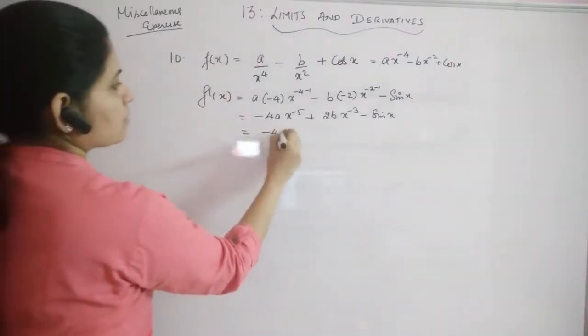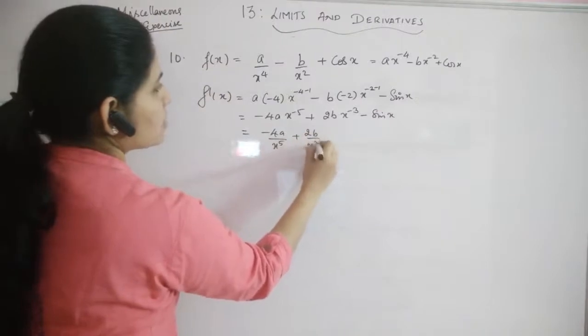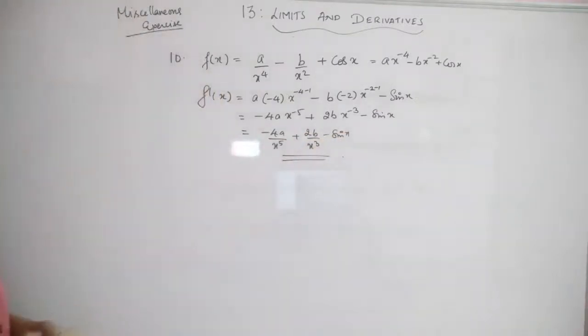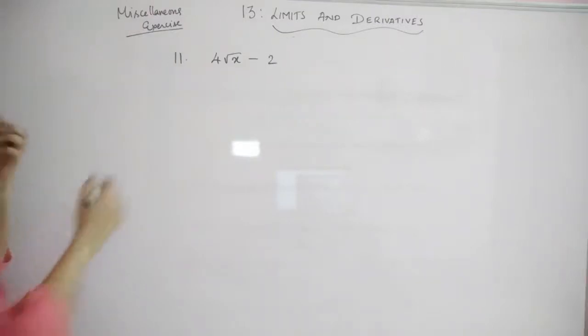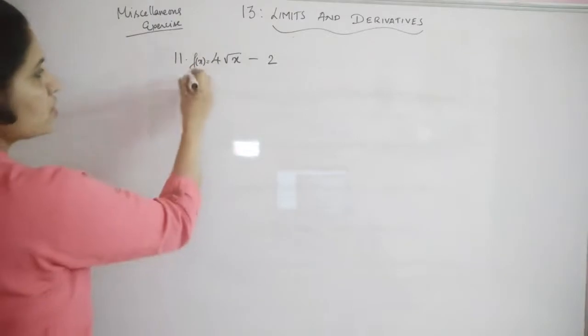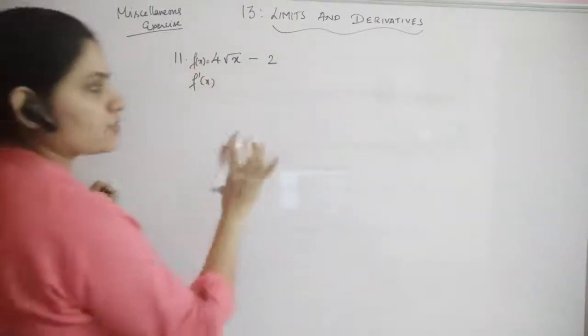So it is minus 4a by x raised to 5 plus 2b by x cube minus sin x. Question is 4 root x minus 2. So f of x is equal to 4 root x minus 2, f dash of x, again root x, derivative of root x is 1 by 2 root x.